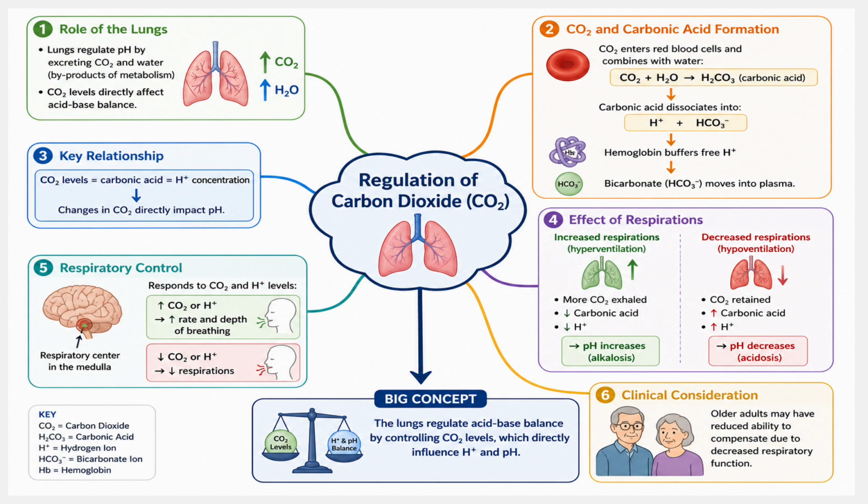So the big takeaway here basically is that the lungs regulate acid-base balance by controlling CO2 levels, which directly affects hydrogen ion concentration and eventually the pH of the blood. So this is the role your lungs play in maintaining the pH.